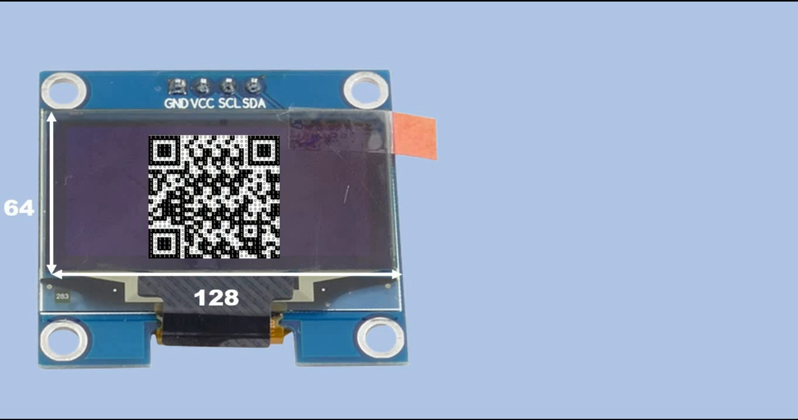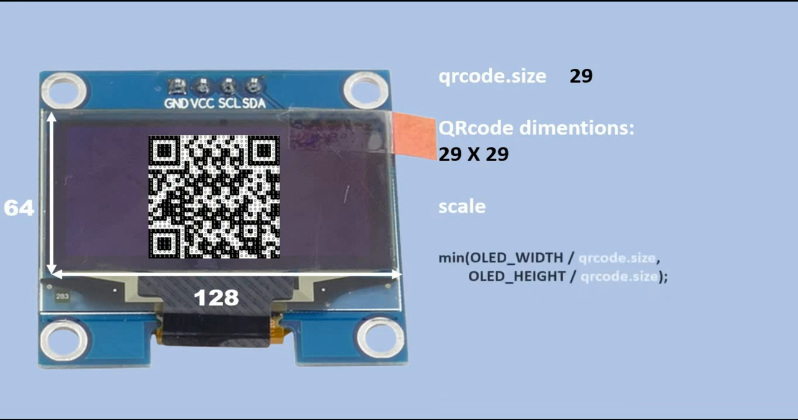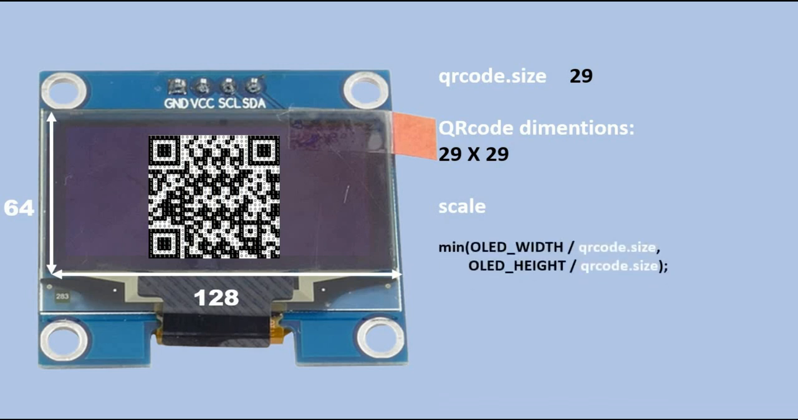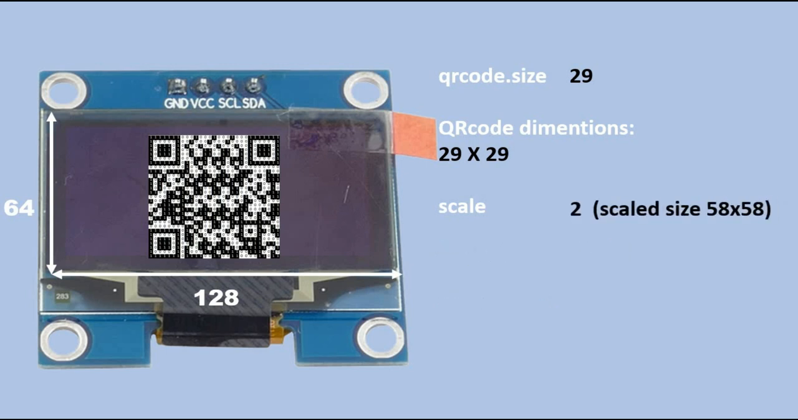Once the QR code is generated, we can determine its size using the QR code size attribute. This will give us the dimensions of the QR code table, which is in this case 29 by 29. To scale the QR code correctly, we calculate the scaling factor by dividing both the width and the height of the OLED display by the QR code size. We then choose the smaller value between the two to ensure proper scaling. In this particular case, the scaling factor is 2. This means that each value or pixel obtained from the QR code will be represented by a square of 2 pixels by 2 pixels. The entire QR code would be 58 by 58 pixels.